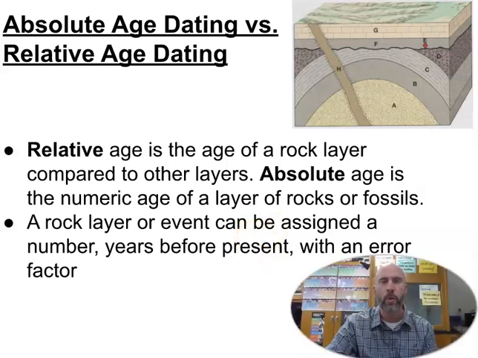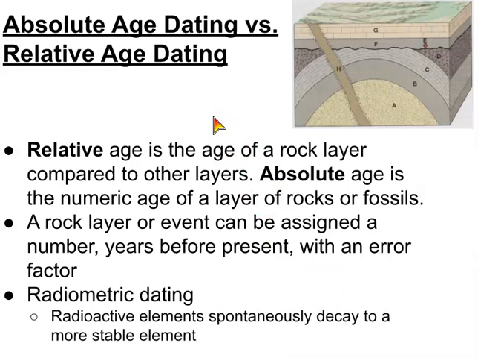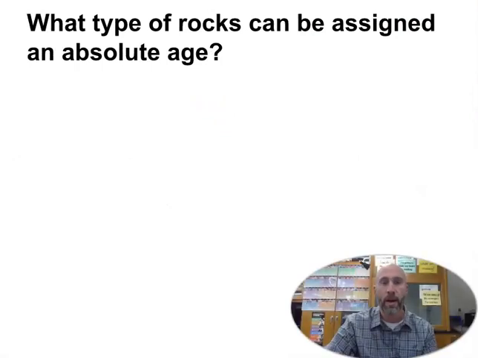Okay, so part of this is being able to figure out, within a reasonable amount of certainty, how old a rock is or how old a fossil would be. Okay, so this radiometric dating relates to the fact that these specific elements that we use decay to a more stable element over a predicted amount of time that we're able to determine with a certain amount of certainty.